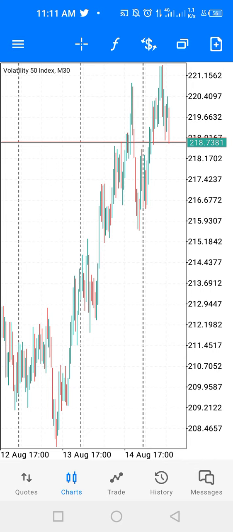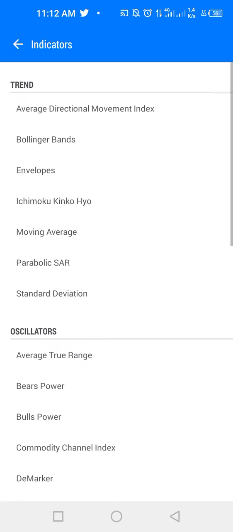I was told that I should make a video on how to use ADMI, which is the same thing as ADX. So what is ADMI? ADMI is just an indicator, which is a default indicator that has three lines. So let's first of all insert that indicator into our chart. So this is ADMI, that's average directional movement index.